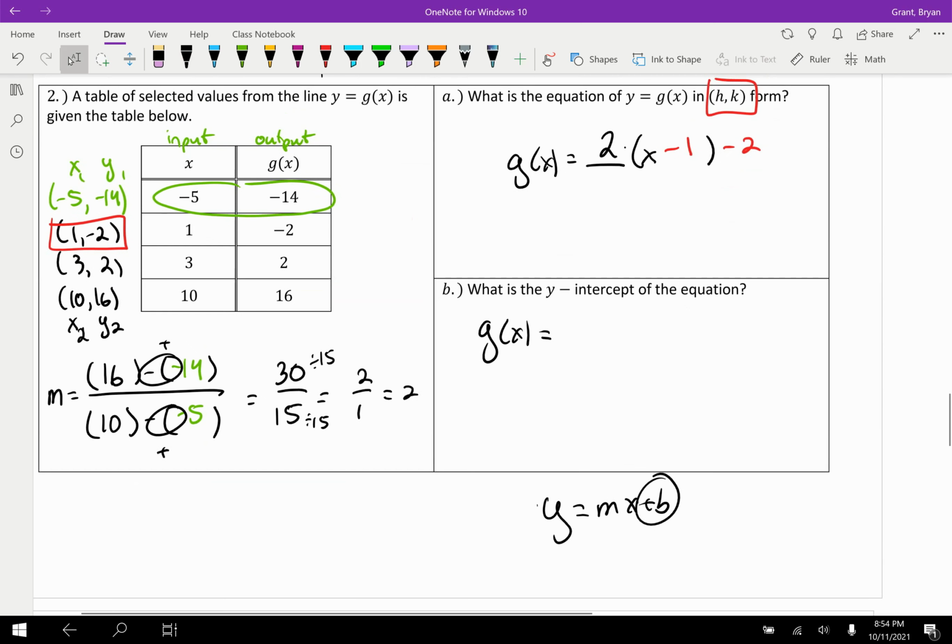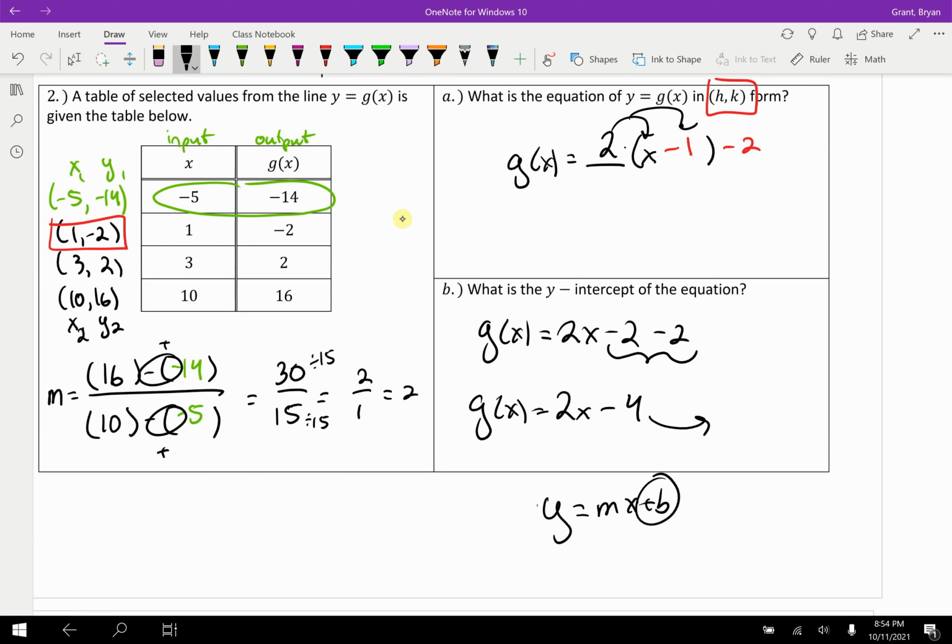Right? The first thing we have to do is distribute the 2. It's 2x minus 2 minus 2. And then combine your like terms. Negative 2 minus 2 is negative 4. And so the y-intercept for your equation, the y is negative 4, the x is always 0.